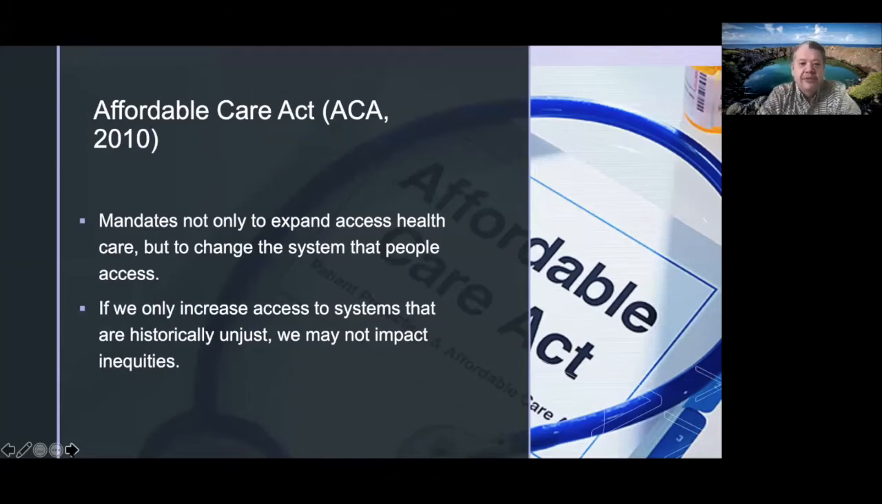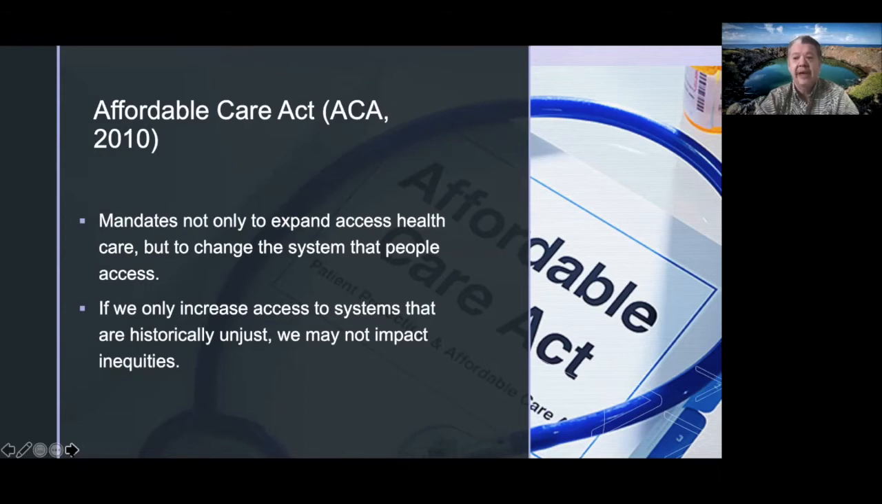I want to mention the Affordable Care Act because, as you folks know, it not only mandates access to healthcare, but also changing the system that people access. So one of the criticisms that I've always had of the Affordable Care Act is that increasing access alone to an unequal system might only exacerbate inequality unless system change happens. And the Affordable Care Act not only calls for it, but provides resources for it. Yet we haven't really seen ACA move in that direction.